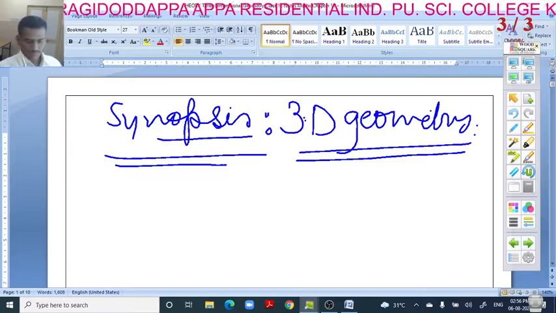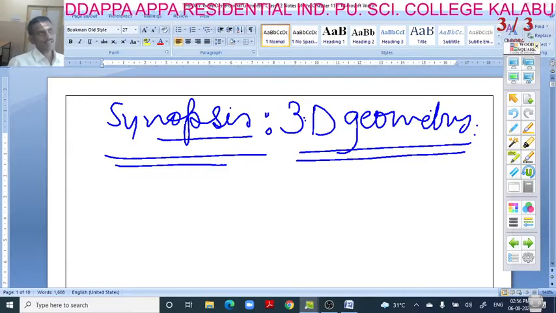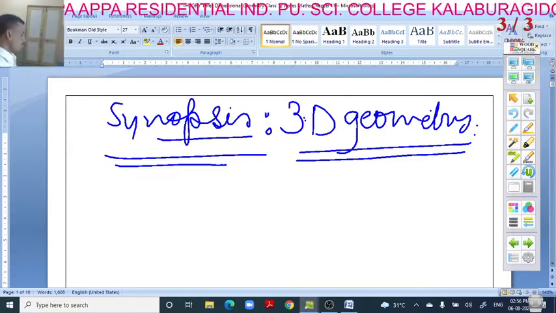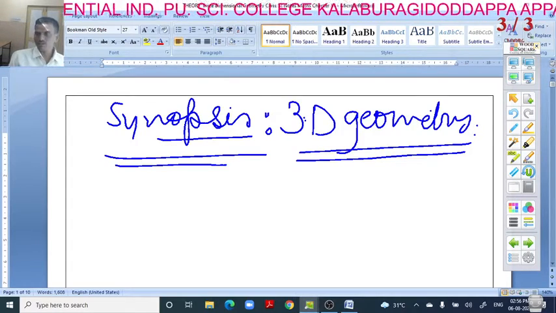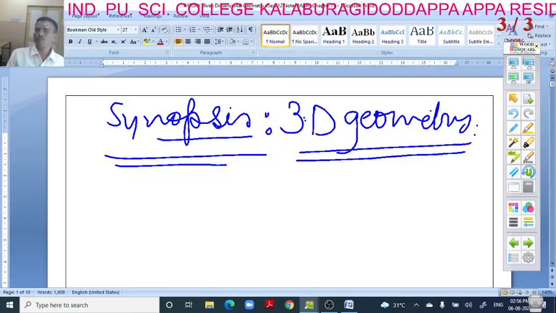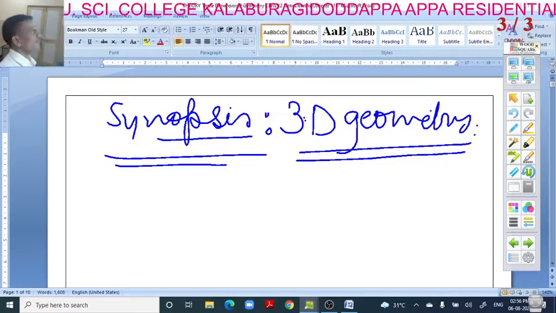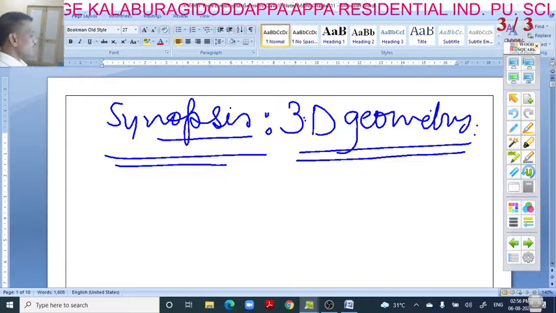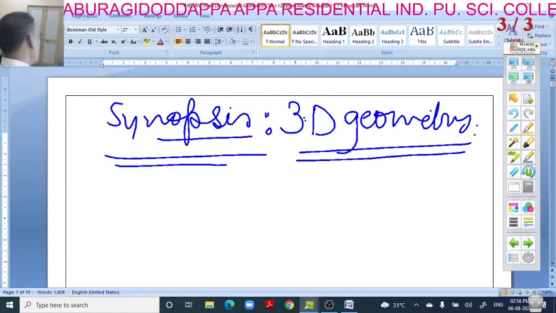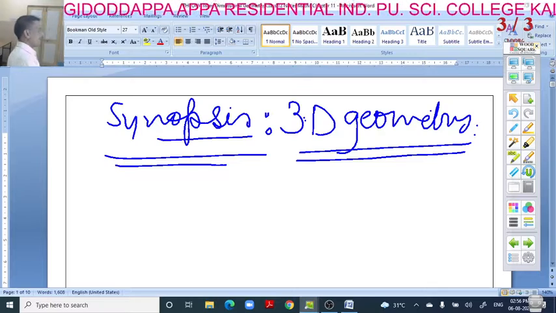So in case of second year PU three-dimensional geometry, we are going to study these things, and those are basic things from the point of view of PUC second year. Just in brief I am explaining. Afterwards, in detail, in PDF form, we are going to study and explain.